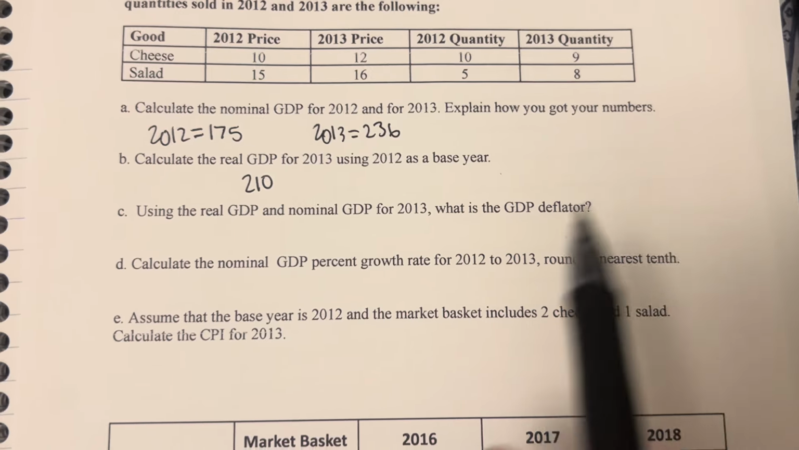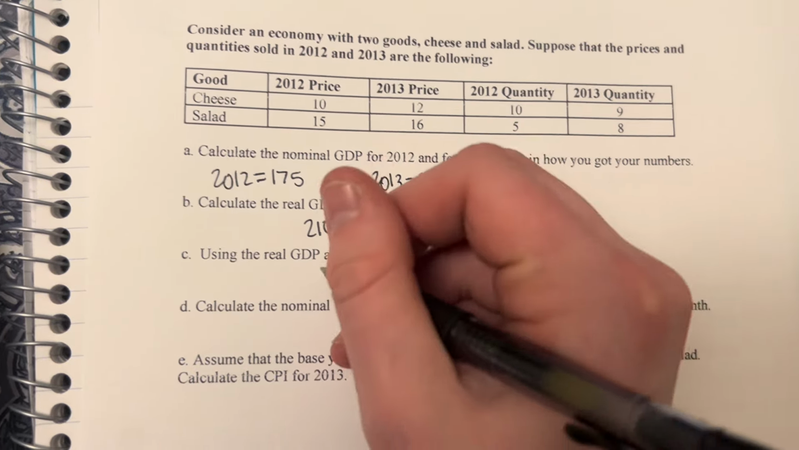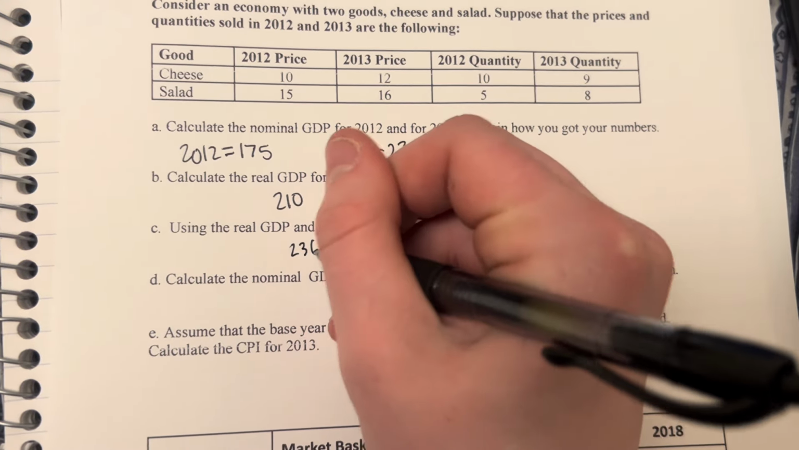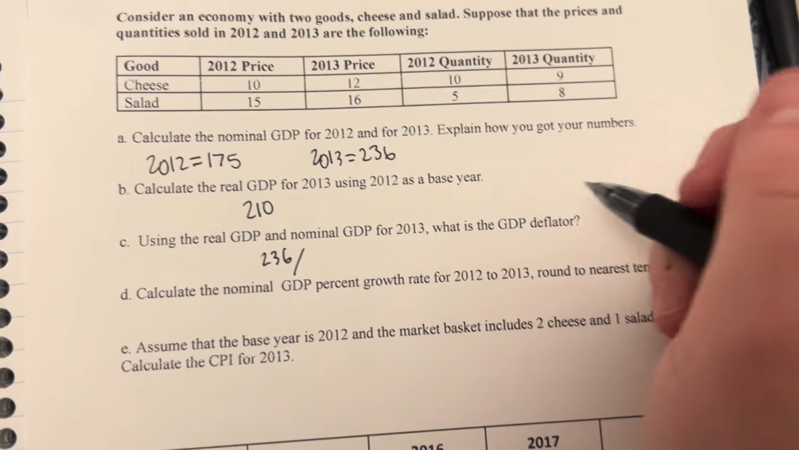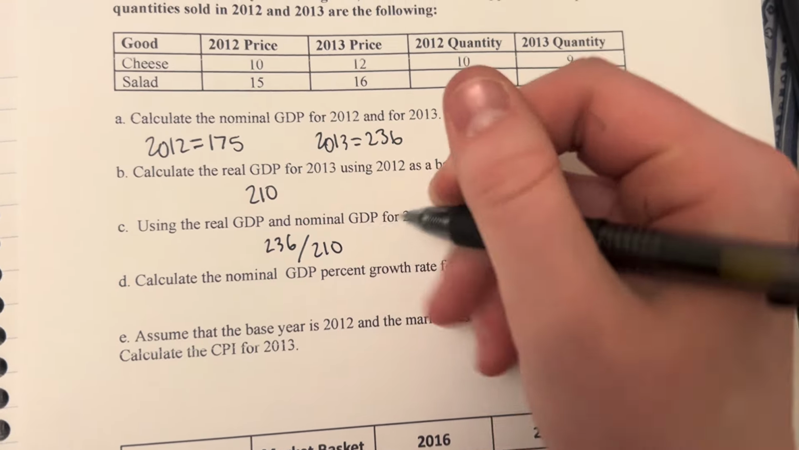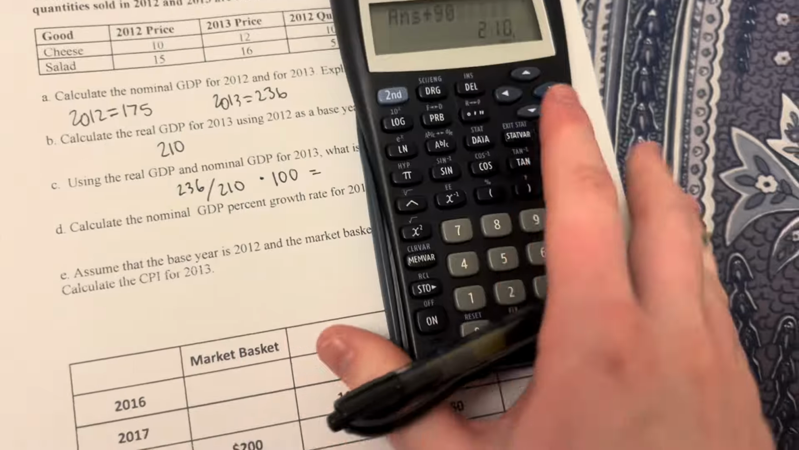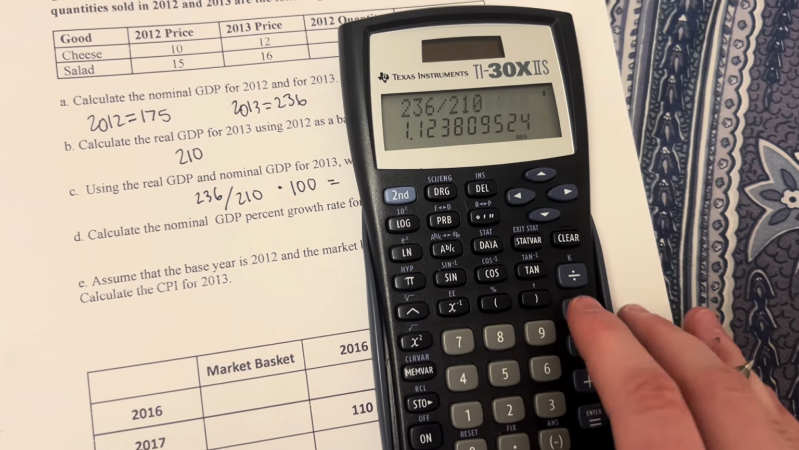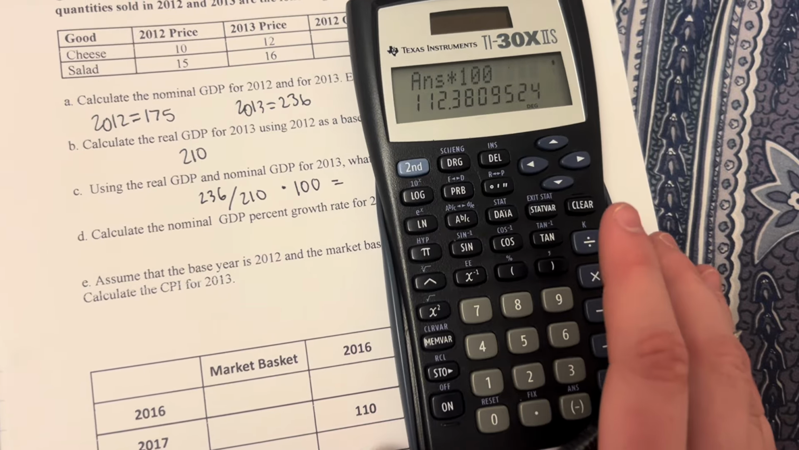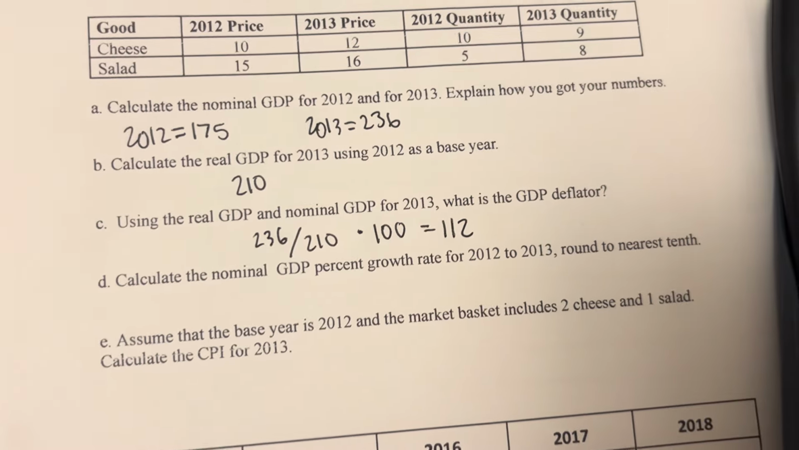And then to find the GDP deflator, you divide the nominal GDP, which is 236, by the real GDP, which is 210, and then you multiply that by 100. So with a calculator, 236 divided by 210 equals that number, and then you multiply by 100, you get 112. So 112 is the GDP deflator.